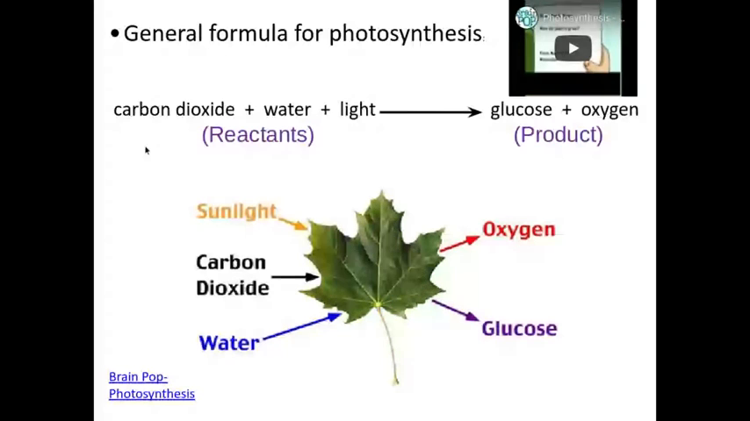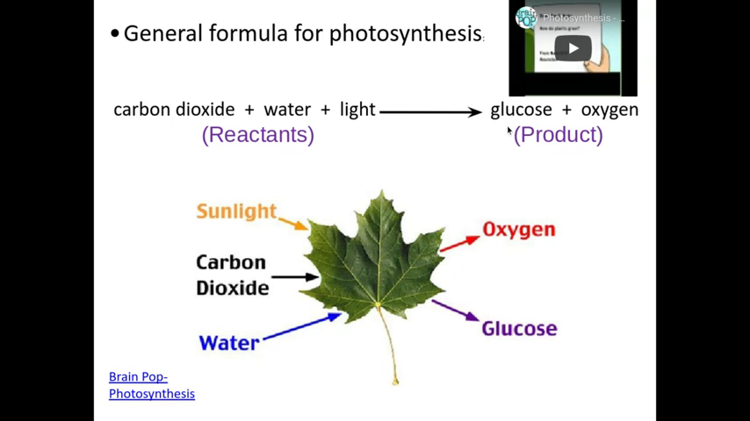So you've seen this before from 7th grade science. You need carbon dioxide, water, and light. CO2 is the fancy word for carbon dioxide. Water is H2O, and then light energy. And they produce glucose, which is a fancy word for sugar, and oxygen.